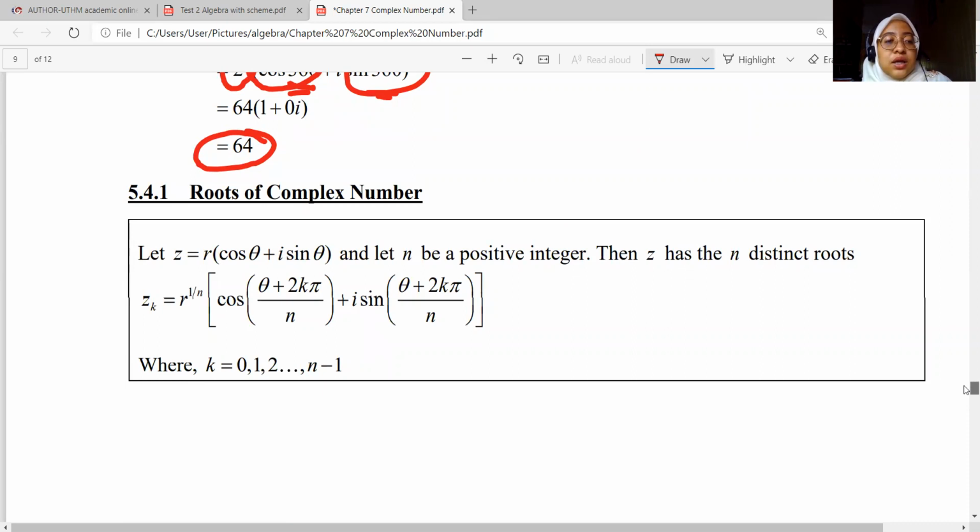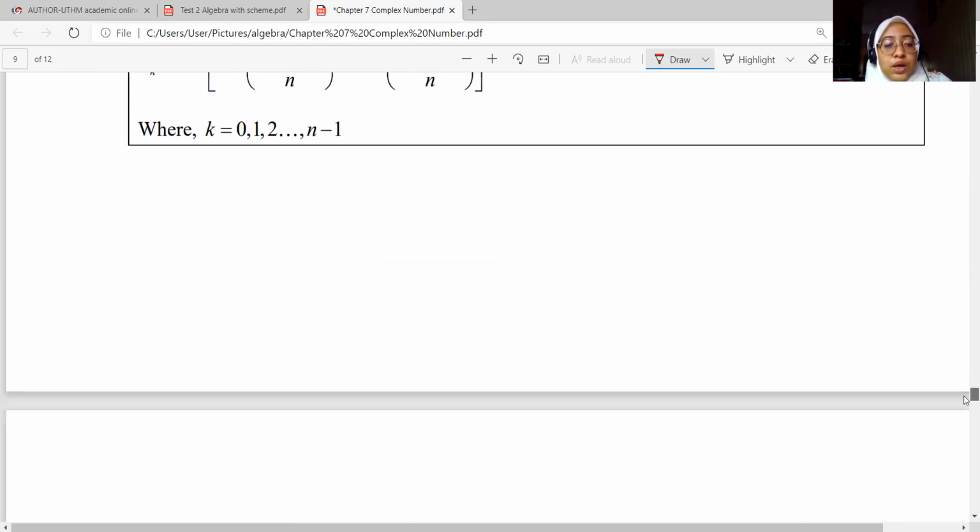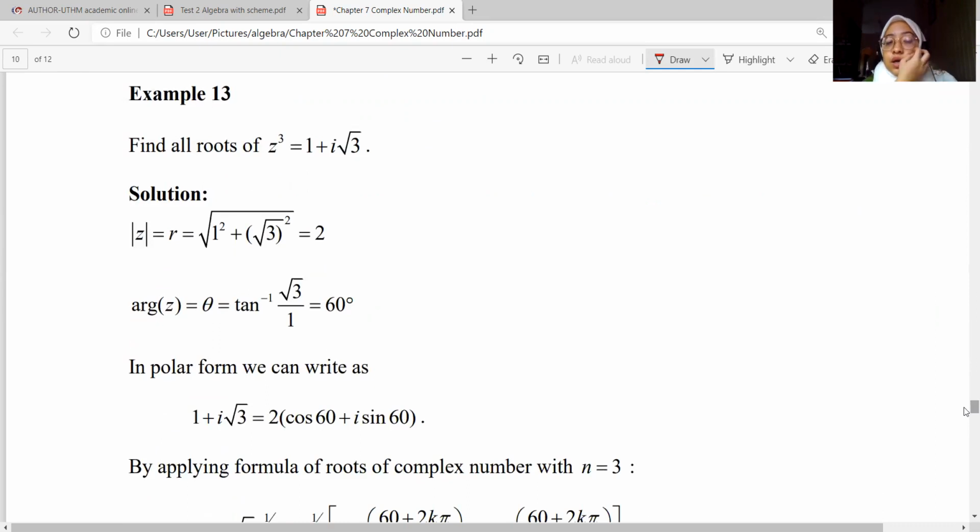Okay, we see the next topic is roots of complex number. Let z equal r times cos theta plus i sin theta, and let n be a positive integer. Then z has n distinct roots, where k is equal to 0, 1, 2 until n minus 1. Find all roots of z to the power of 3 is equal to 1 plus i square root of 3.